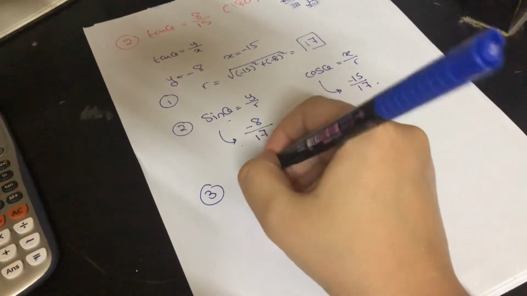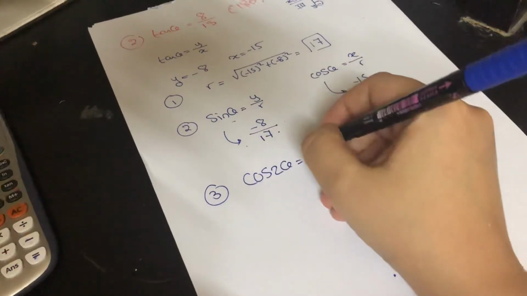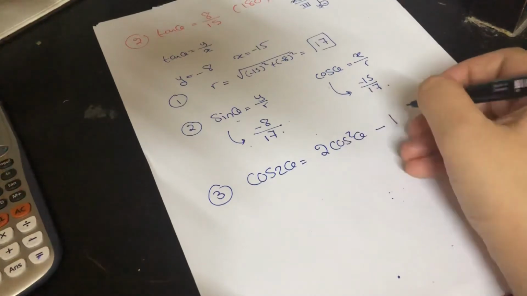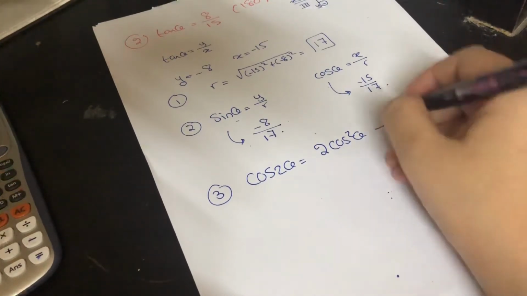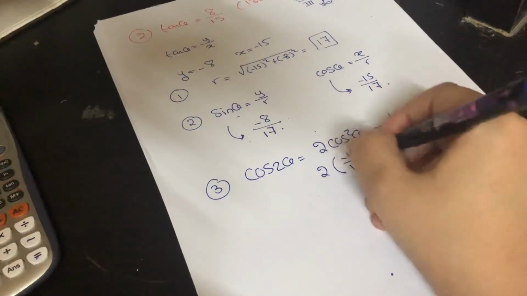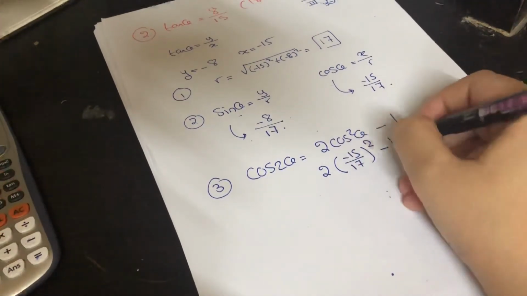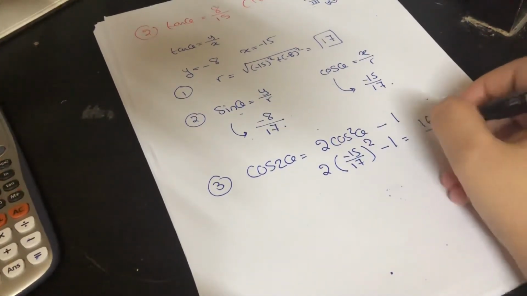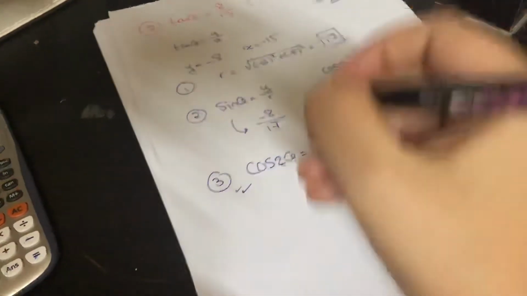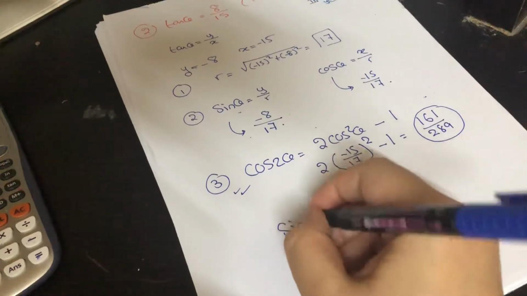The first one, cosine 2 theta. I used this one last time. I'm going to use it again. 2 cosine squared theta minus 1. So 2 times cosine squared theta is negative 15 over 17 squared minus 1. You will get the answer as 161 over 289. That's it.